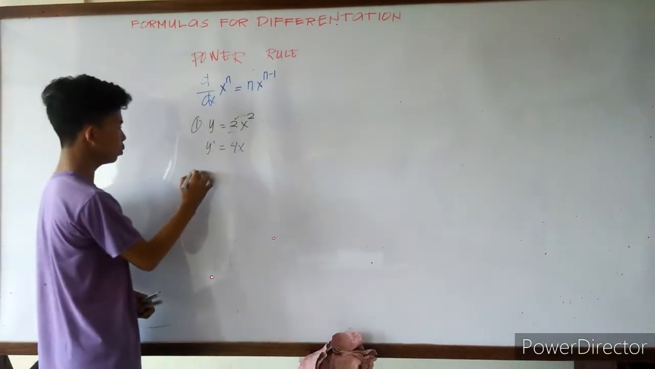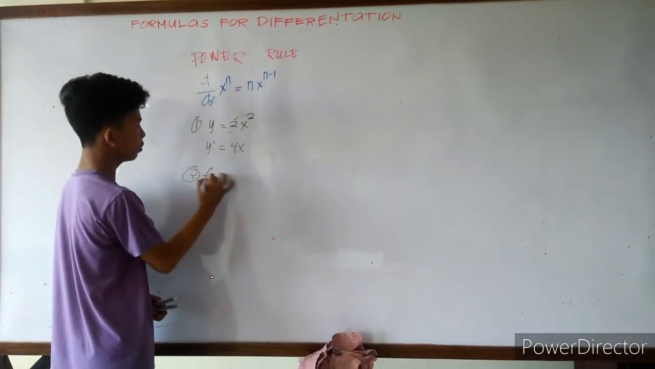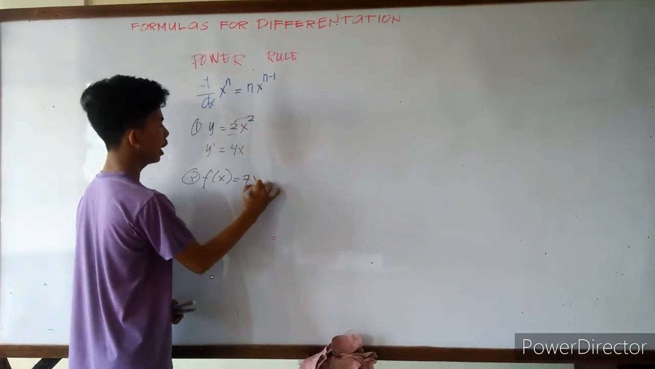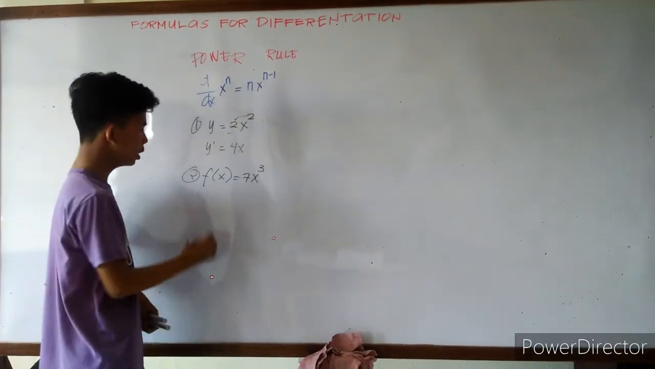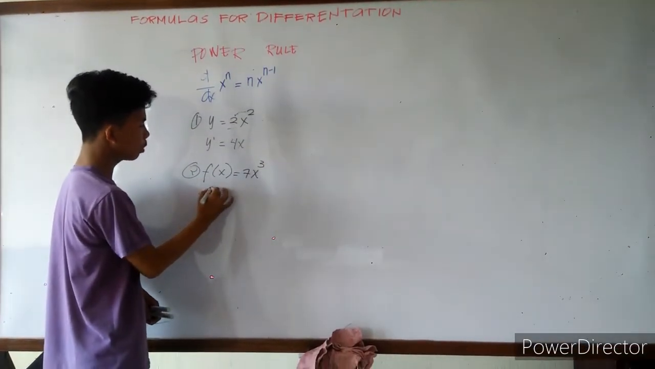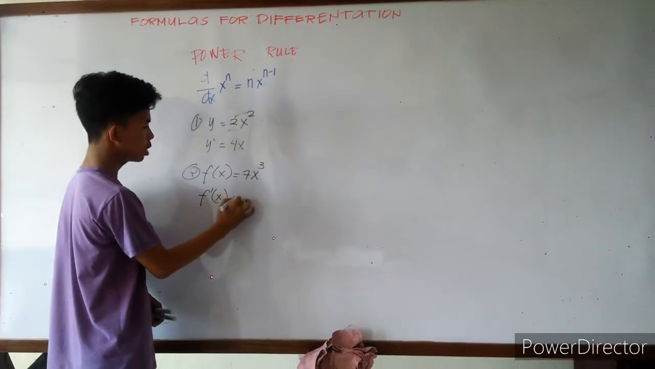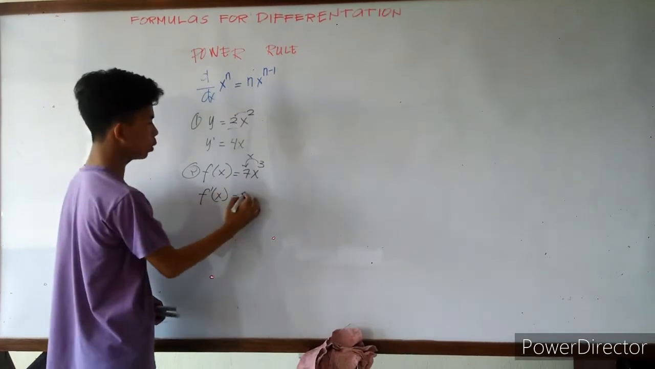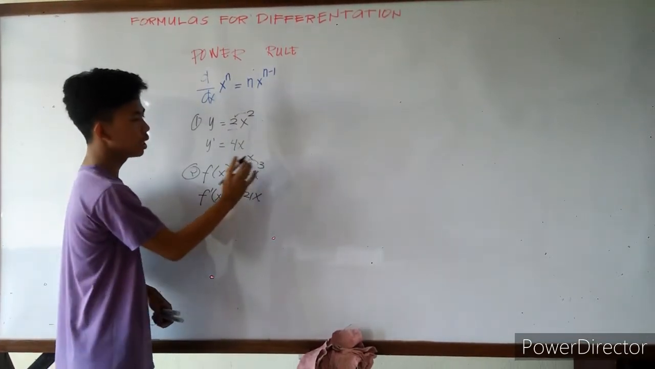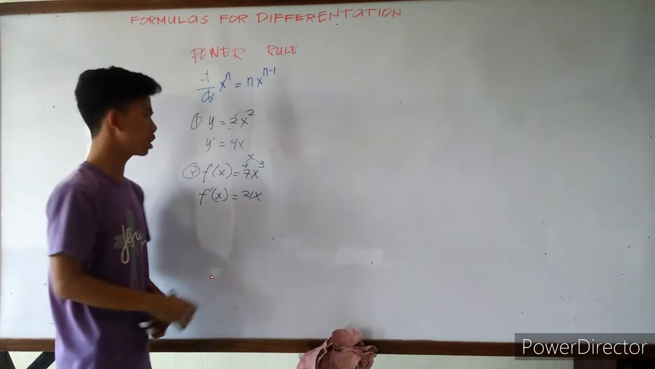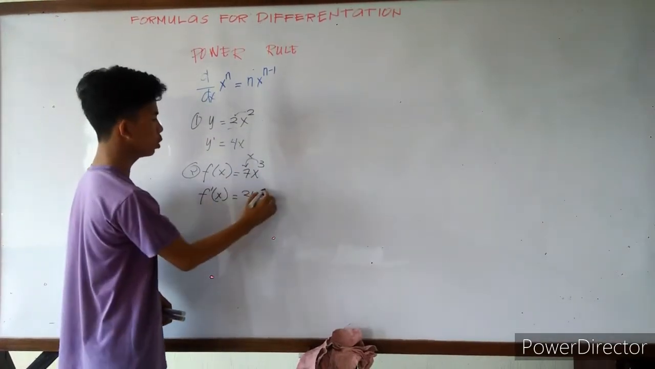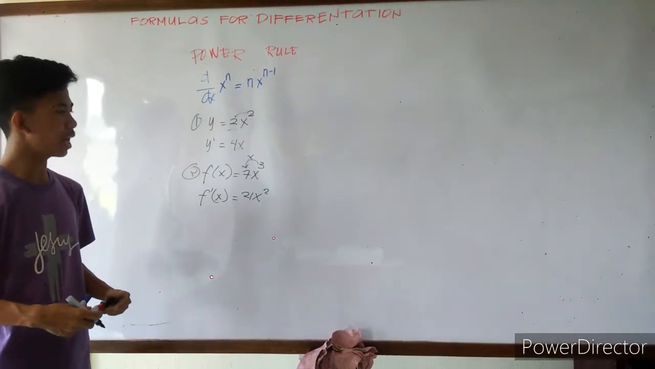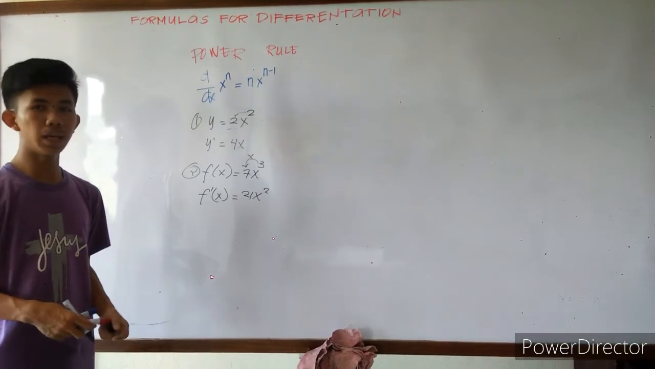Let's try example number 2. Find the derivative of f of x equals 7x raised to 3. So f prime of x is equal to 3 times 7, which is 21. Then subtract 1 from the exponent. 3 minus 1 is equal to 2. Therefore, the derivative of the given function 7x raised to 3 is equal to 21x squared.